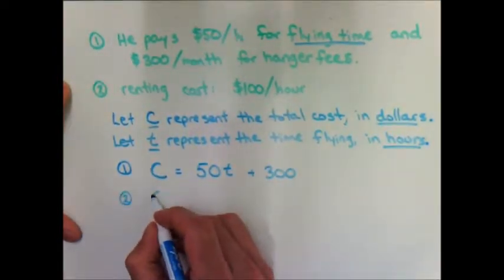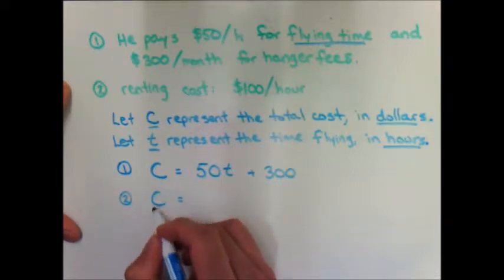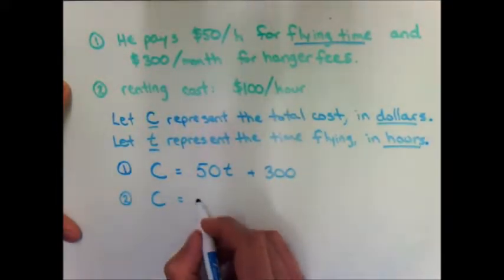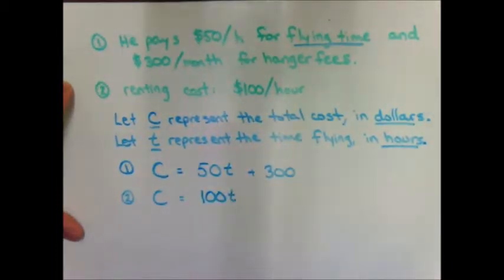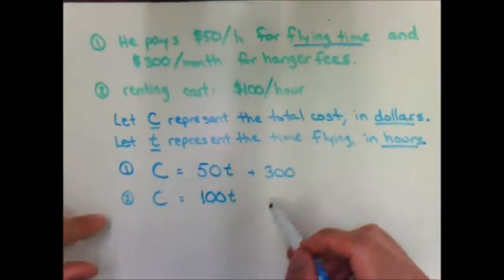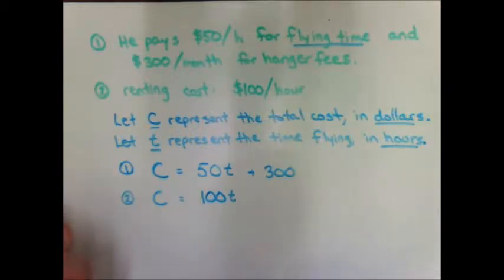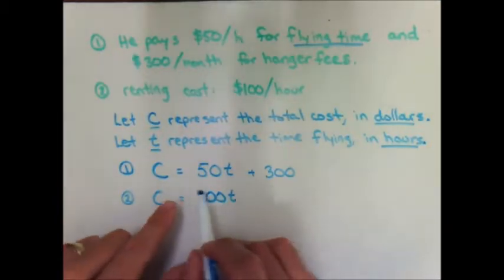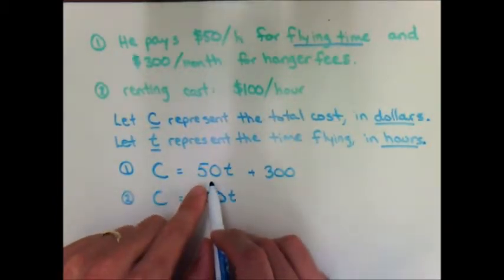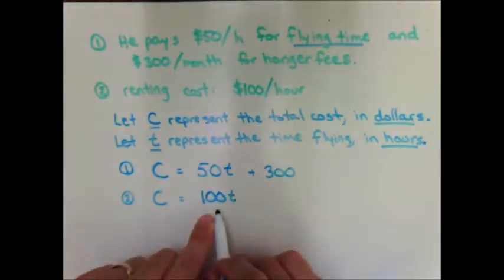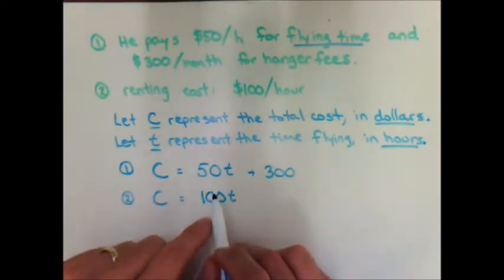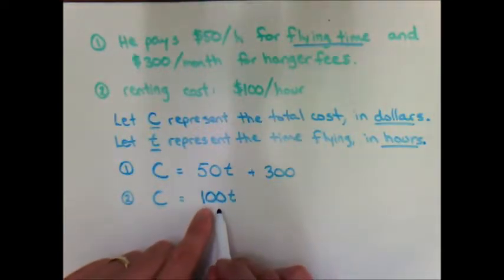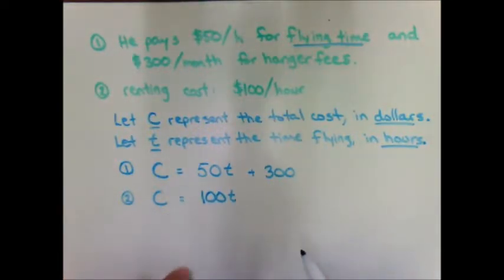Equation 2 is a lot easier. The renting cost, total cost whenever Ian is renting, is going to be 100T. Now, both of these equations can be used to draw a line, and that's what we're going to do. But I'm just going to outline again. Here we have a line pretty much in slope y-intercept form. Same here, except the y-intercept is 0. So we can see that the rise over run here is 50 over 1, and the rise over run here is 100 over 1. So these lines do not have the same slope, which means they're going to intersect.